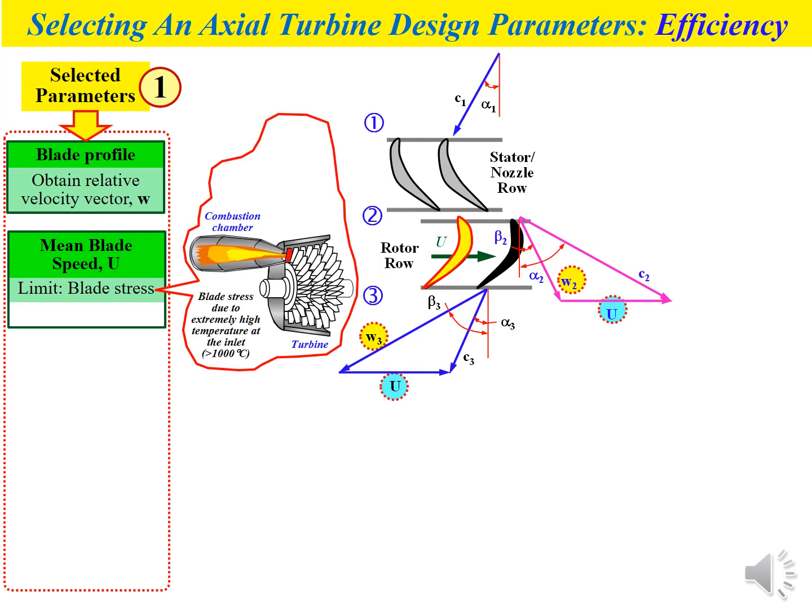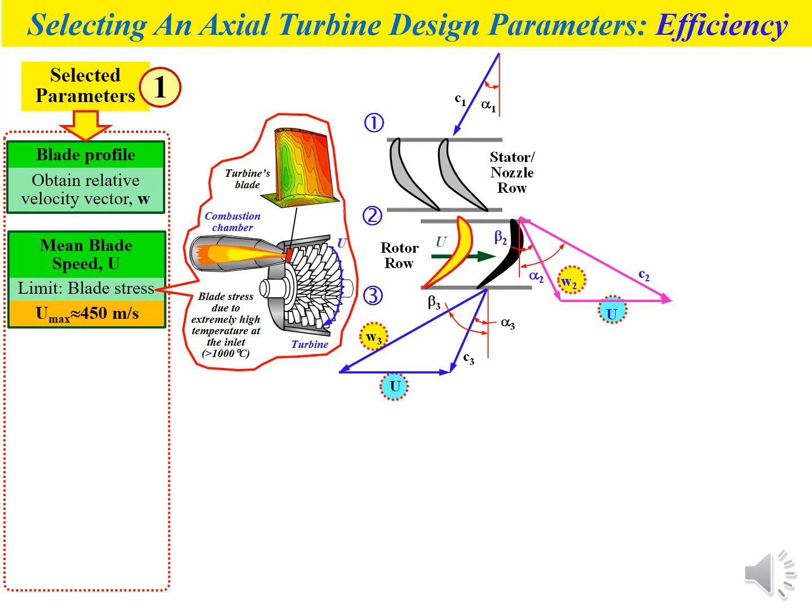So the blade stress will occur due to the extremely high temperature at the inlet, where the temperature at the inlet of the turbine can be higher than 1000 degrees Celsius. And the next figure shows the stress analysis, in terms of heat stress analysis, on the turbine blade, where we can see different colored regions on the blade, where the red region is probably due to the highest heat stress on the blade.